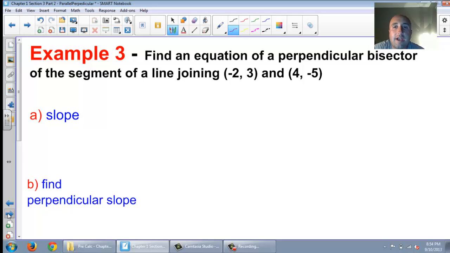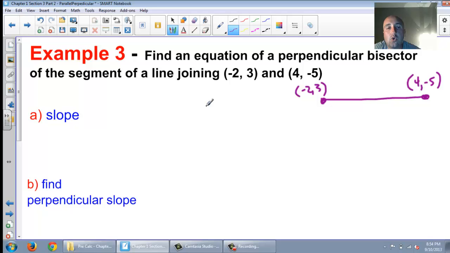So it says, find an equation of a perpendicular bisector of a segment of a line joining -2, 3, and 4, -5. Okay, so basically what we have here is a segment where one endpoint is -2, 3, and the other endpoint is 4, -5. You could plot that on a grid to see it further, or you can just follow along with what we do here. Anytime you find the perpendicular bisector, we need to find a slope, because we know it's perpendicular, so we're going to need to find a new slope.